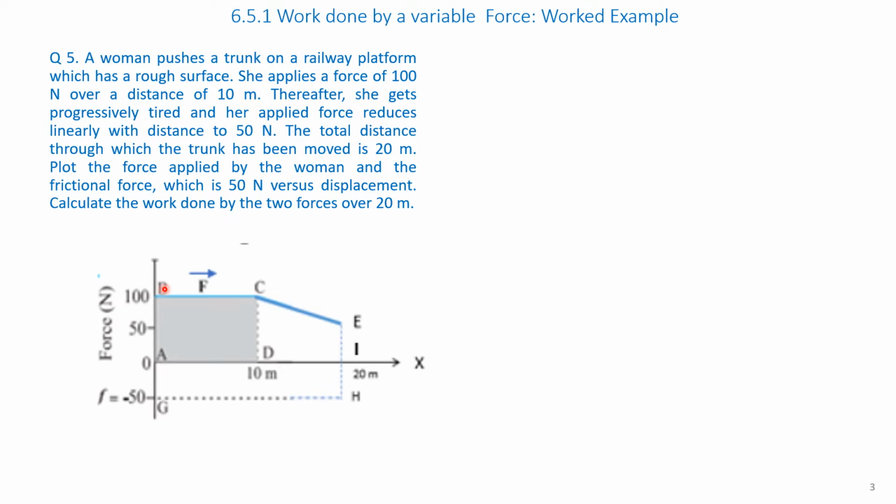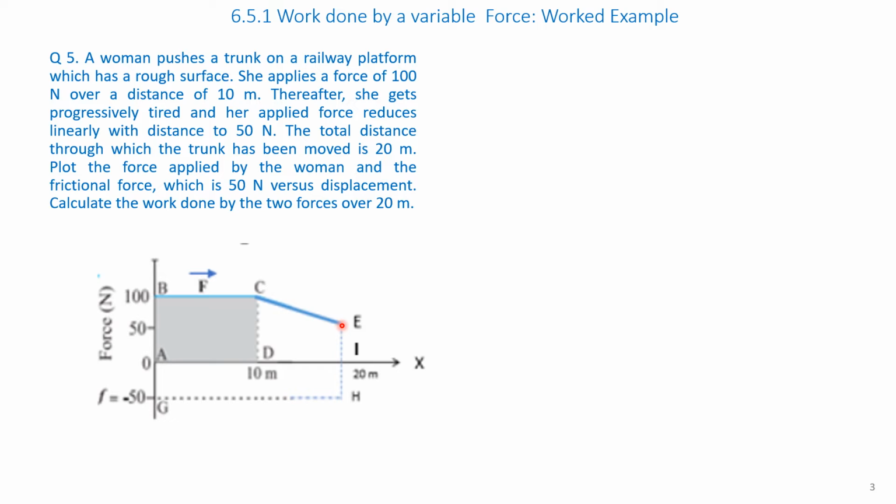As given in the problem, the woman applies a force of 100 newtons initially at point B and moves a distance of 10 meters up to point C. At point C, she gets tired and reduces her force linearly. So it is an inclined line, getting reduced from point C to point E, where at point E the force is reduced to 50 newtons. This is the plot of actual work done by the woman.